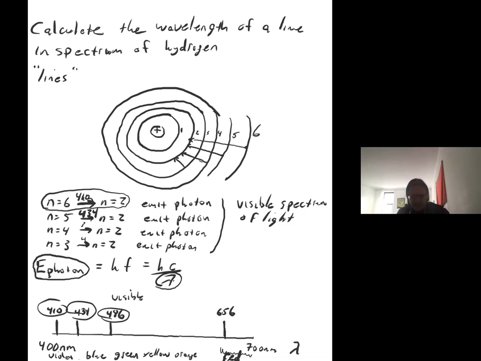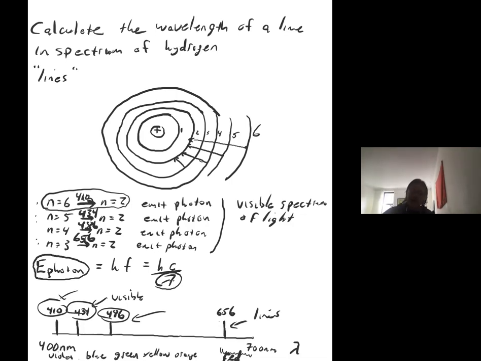And then when it goes from the 4th level down to the 2nd level, that's 486. And then when it goes from the 3rd level to the 2nd level, that's 656. Okay. So my point of this is the following. Each of these lines that are observed correspond to one of these transitions. And so if the final value of n is 2, and the initial value is above 2, 3, 4, 5, 6, 7, 8, 9, then you essentially get light that's visible.